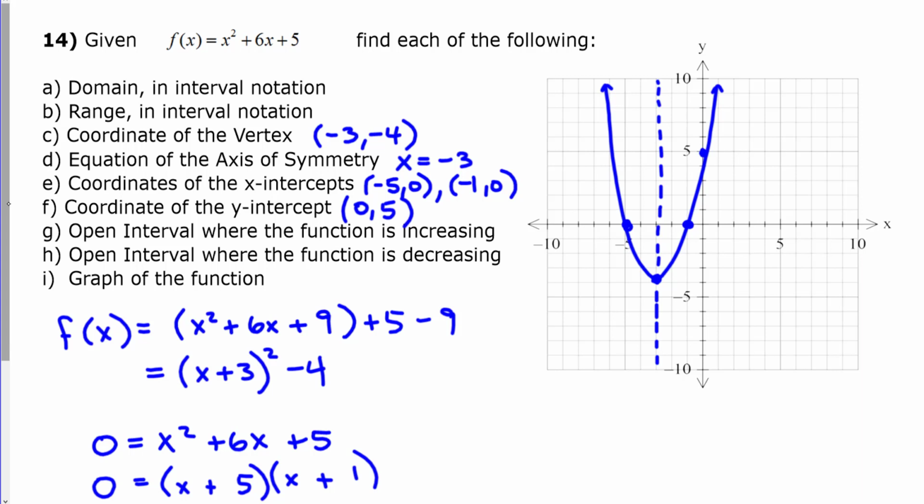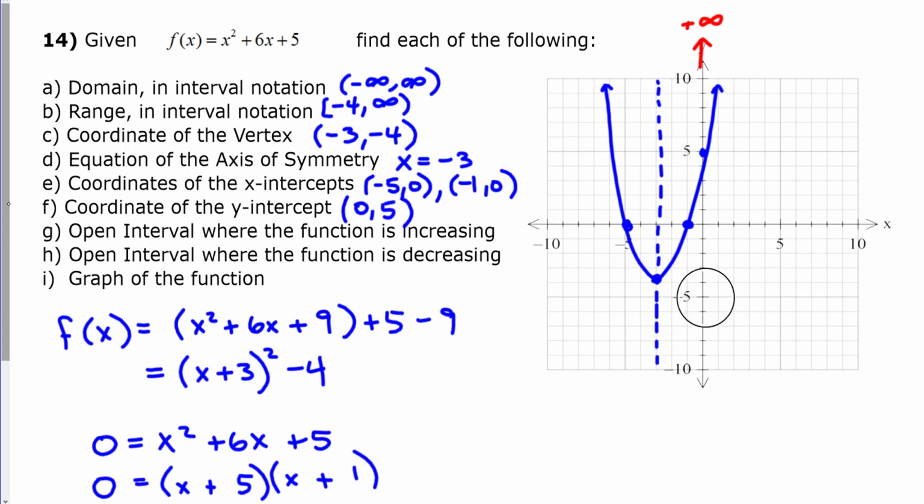So I think I can just fill in the information for the rest of them just from the graph. The domain, well, it's a polynomial function. It's defined everywhere, so negative infinity to positive infinity. The range in interval notation, if you'll notice, this function, the lowest point is here at negative 4, and then it's defined all the way up to positive infinity. So the range here is the set from negative 4 to positive infinity.